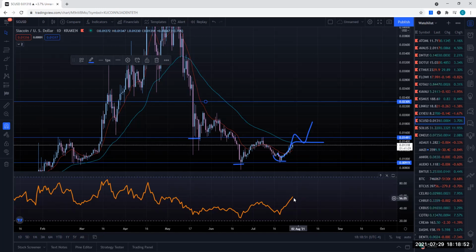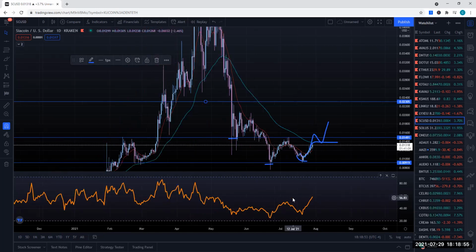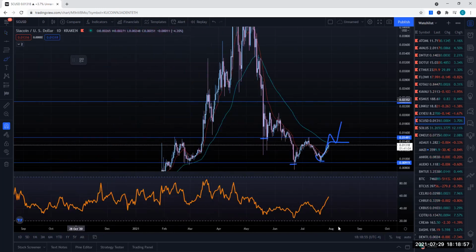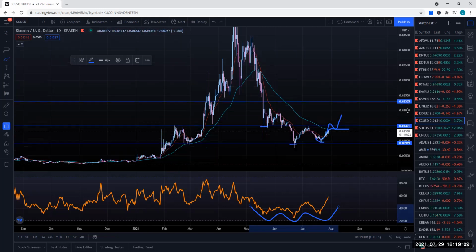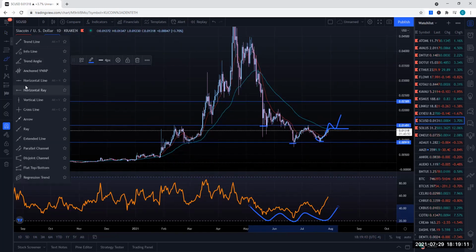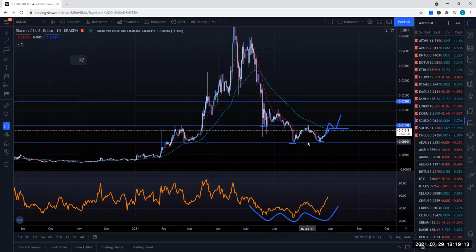RSI is over the 50 at the moment. We do have an inverted head and shoulder that is playing out on RSI. We also have a bit of a divergence that did play out with price. So I do want to see how price continues to react.